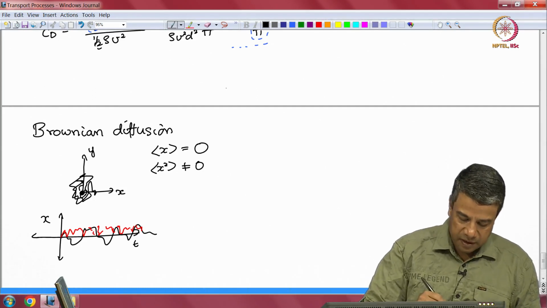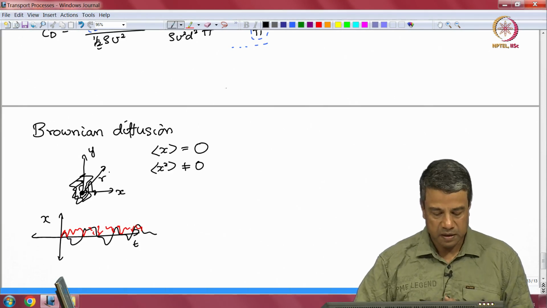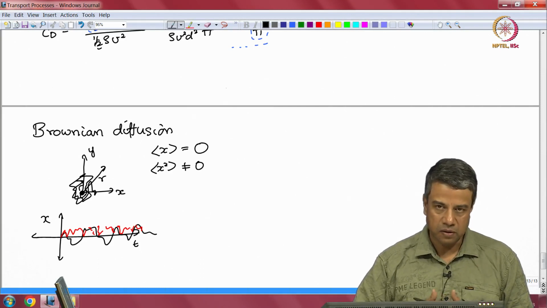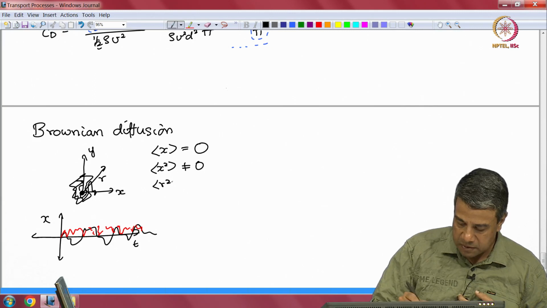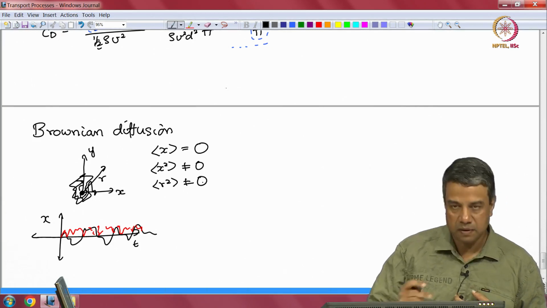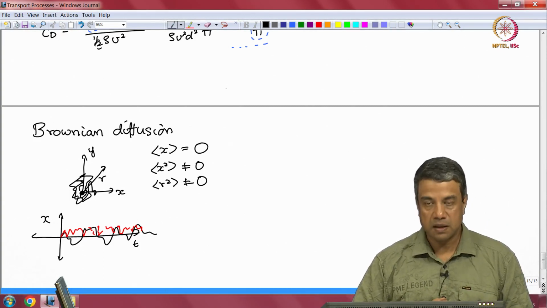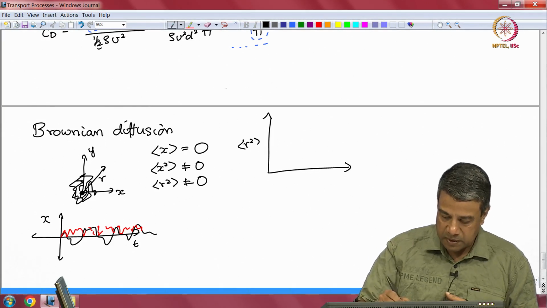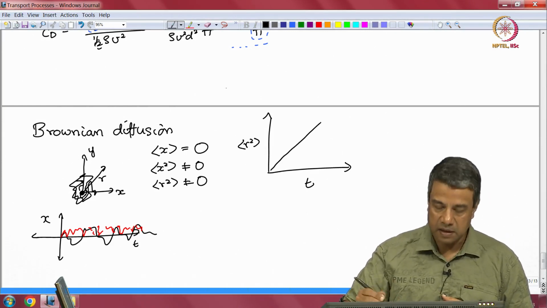And similarly, if I take just the distance from the origin as r, in a 2 or a 3 dimensional coordinate system, this average of r square is not equal to 0. In contrast, it increases linearly with time. So, if I plot, for example, r square average versus time, this is something that will increase linearly in time.